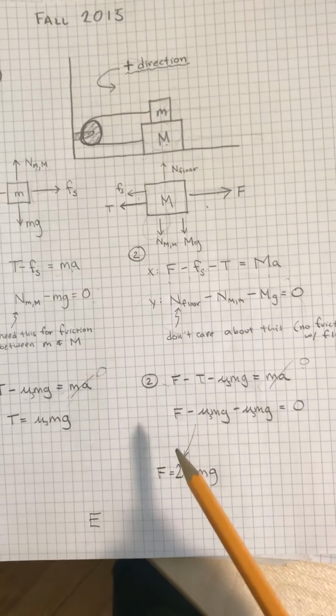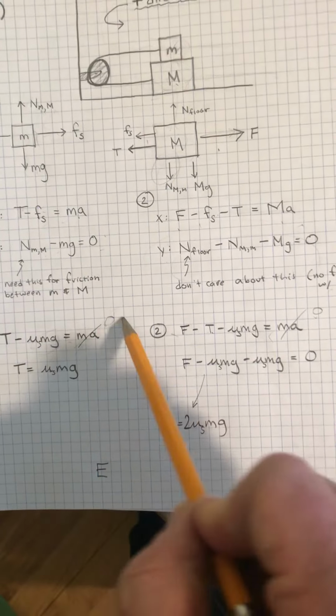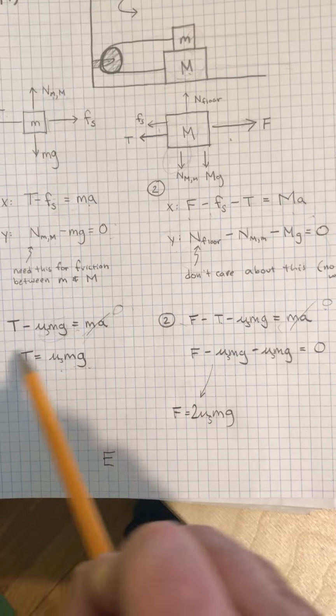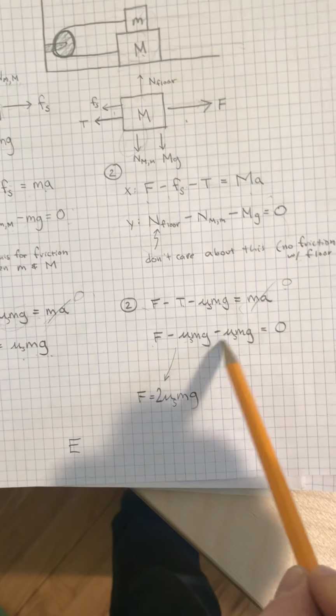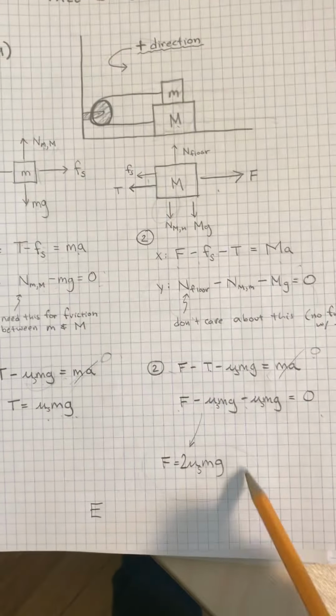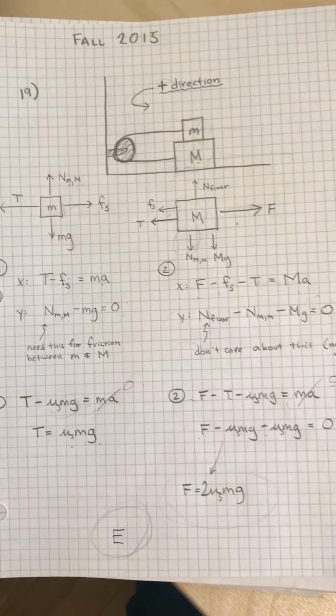So now, just by bringing this over to the other side, we get that the tension is equal to mu s mg. And now if we substitute that into this equation, we get that F minus mu s mg minus mu s mg equals 0, and we get that F equals 2 mu s mg, and the answer is E. And that's the solution.